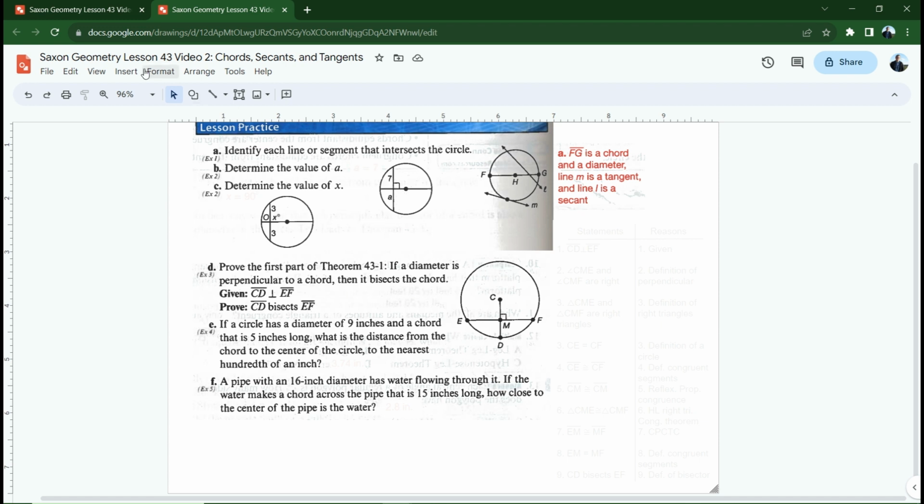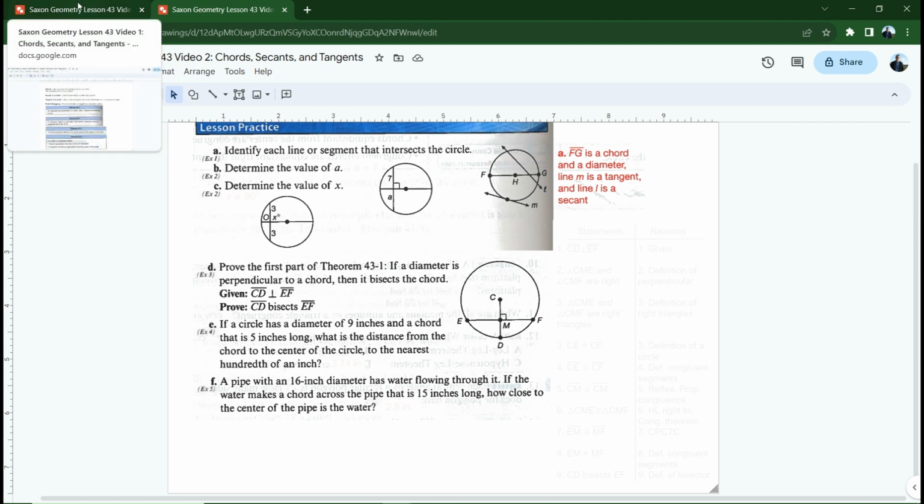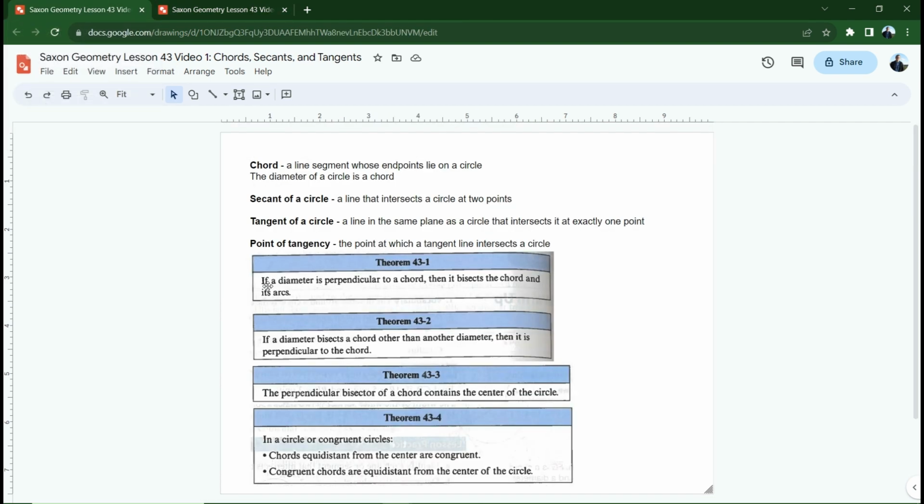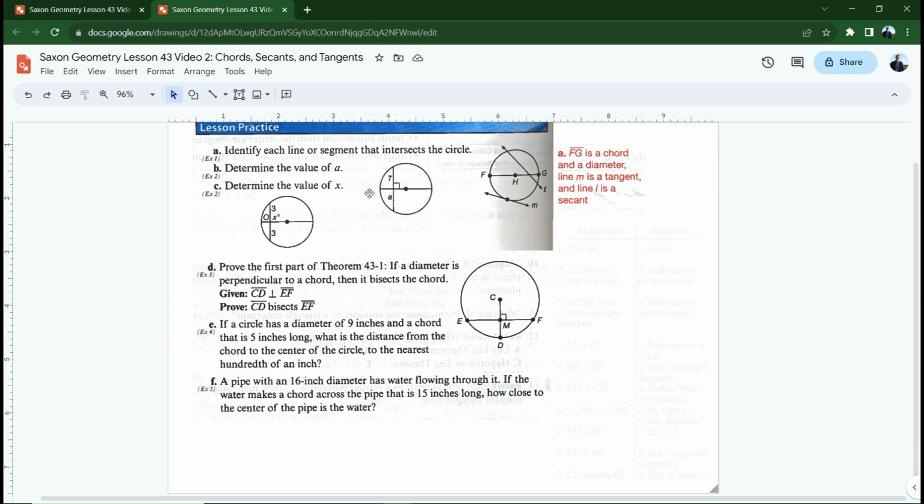Well, let's just go back to our slide that had our theorems. And let's see, if a diameter is perpendicular to a chord, then it bisects the chord. Here we have a diameter. I have a segment that has endpoints on the circle and passes through the center. And notice it's perpendicular to the chord. So therefore by theorem 43.1, we know that this chord is bisected by this diameter. They're perpendicular. And therefore, A equals 7. Let's just make sure we've got that right. Yes.